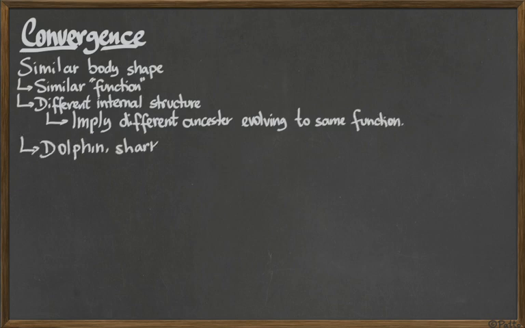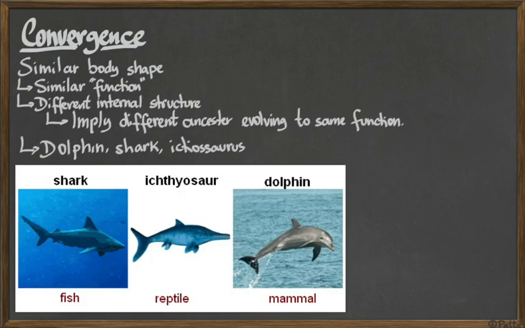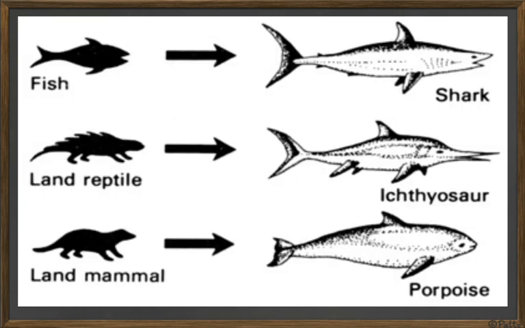Good examples of that: dolphins, sharks, ichthyosaurus. All those guys have a very similar body shape. They are very hydrodynamic, so they are capable of very powerful swimming inside water. But they have come from different ancestors. Sharks come from fish, they are fish. Ichthyosaurus comes from a land reptile that went back to water, and the dolphin, in this case here, came from a land mammal. All of them have very similar body shape, but very different internal morphology, showing that they came from different ancestors.